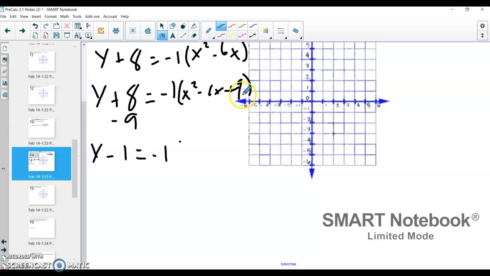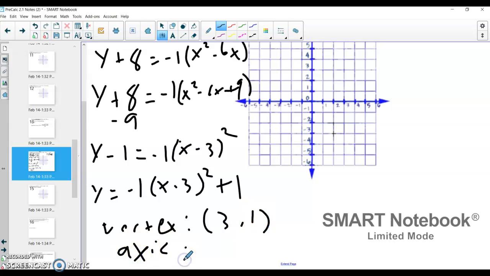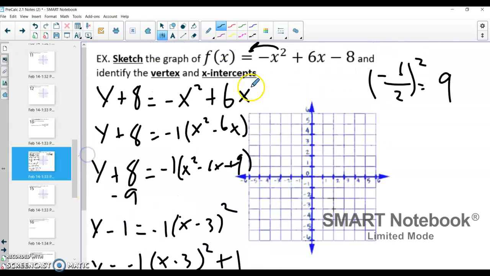Two numbers that will multiply to be -9, that's going to be x minus 3 squared. And I've got to add my 1 back over, and so I end up getting y equals -1 times x minus 3 squared plus 1 on the outside. And I know my h and my k now. My vertex is going to be at 3, 1, and my axis is going to be x equals 3. Okay. Now the last thing you need to do is find these x-intercepts.